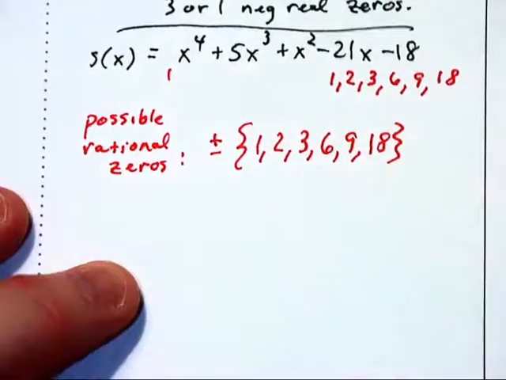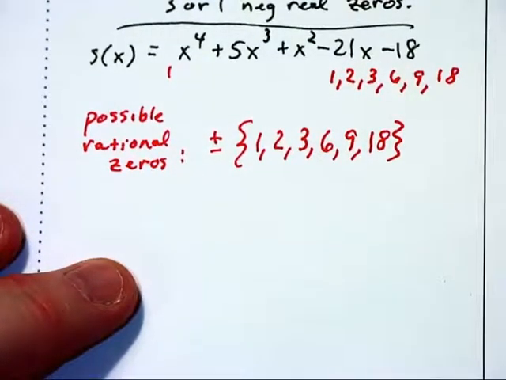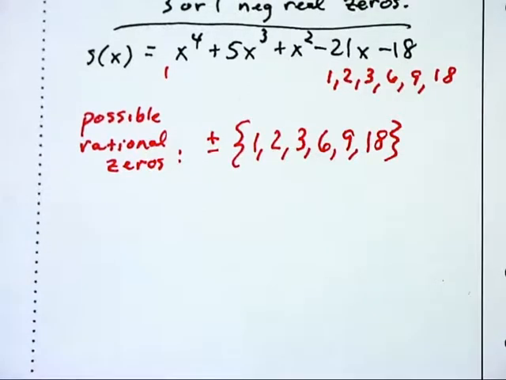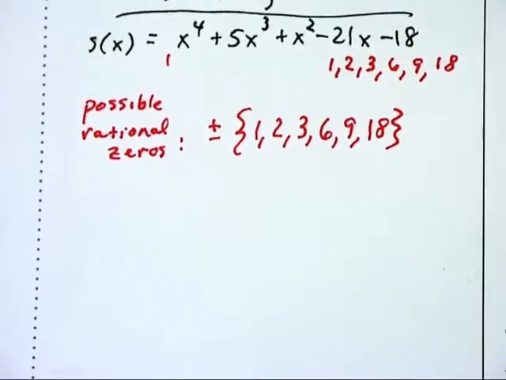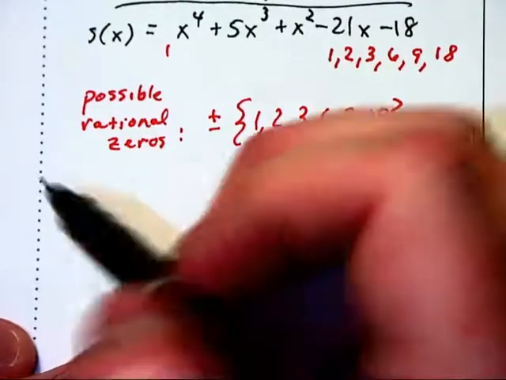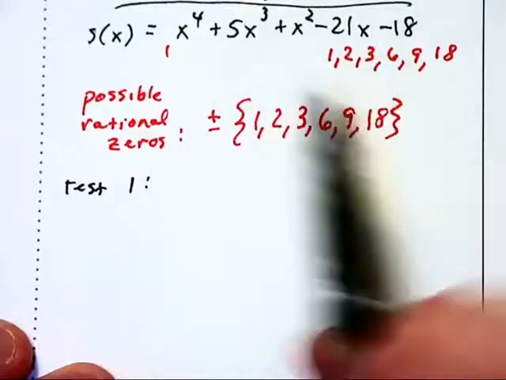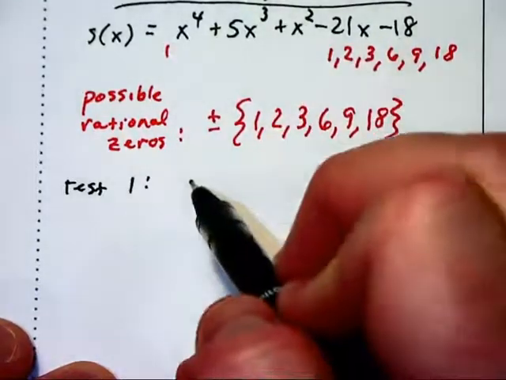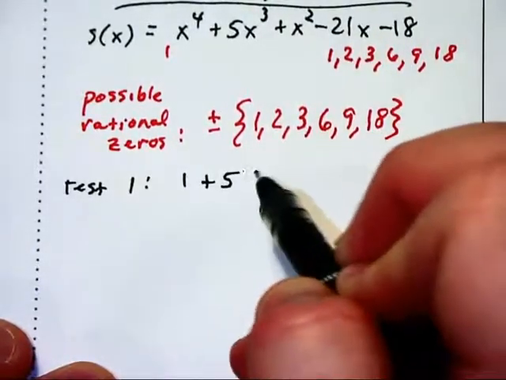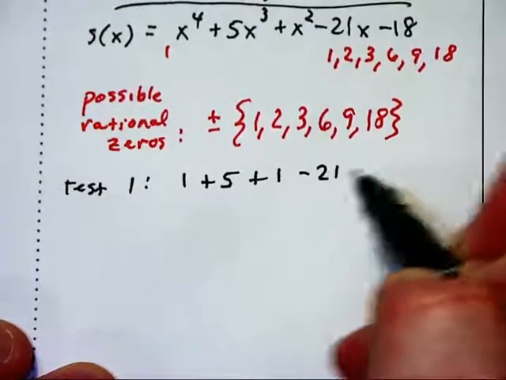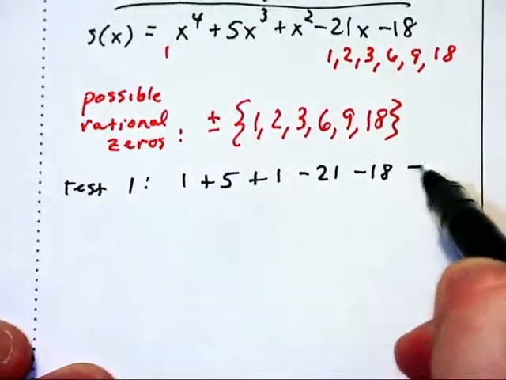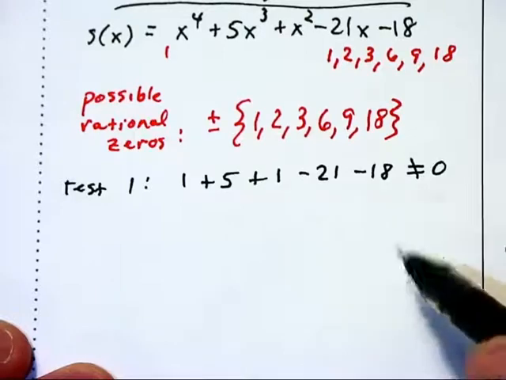Now we could try and narrow those down by using the upper or lower bound theorem, but I'm not going to. I'm just going to start moving right in with this. Let's begin by testing whether 1 is a zero. That means adding these coefficients together: 1 plus 5 plus 1 minus 21 and minus 18. That's a lot of negativeness, so that is not going to add up to 0.